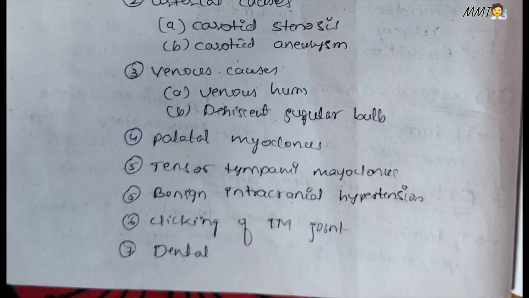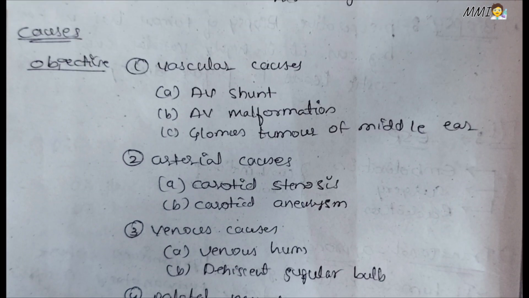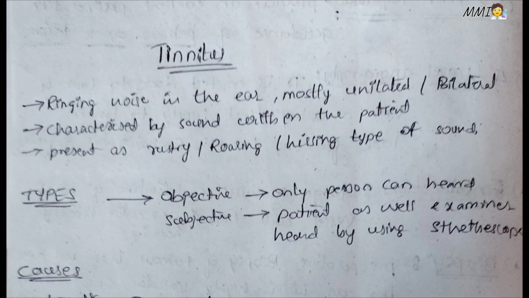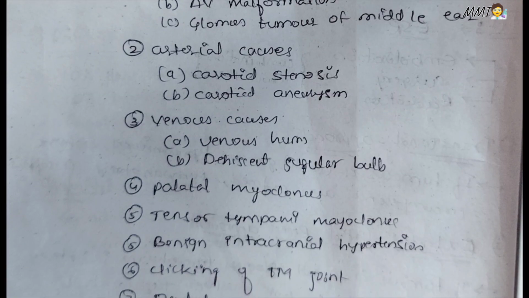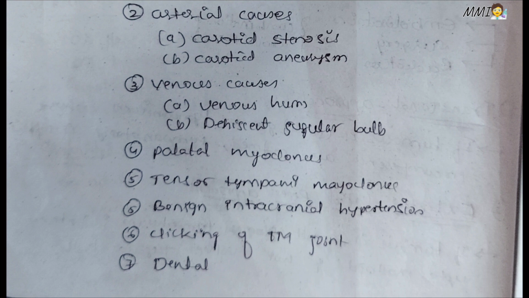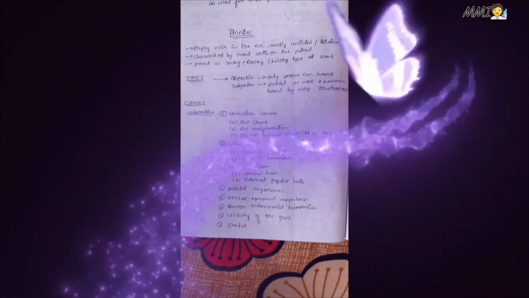Other causes are palatal myoclonus, tensor tympani myoclonus, benign intracranial hypertension, clicking of temporomandibular joint, and dental causes. Tinnitus is a ringing sensation in the ear. It can be objective and subjective. Objective causes are the vascular system, where arterial and venous systems are involved, palatal myoclonus, tensor tympani myoclonus, clicking of temporomandibular joint, and dental.